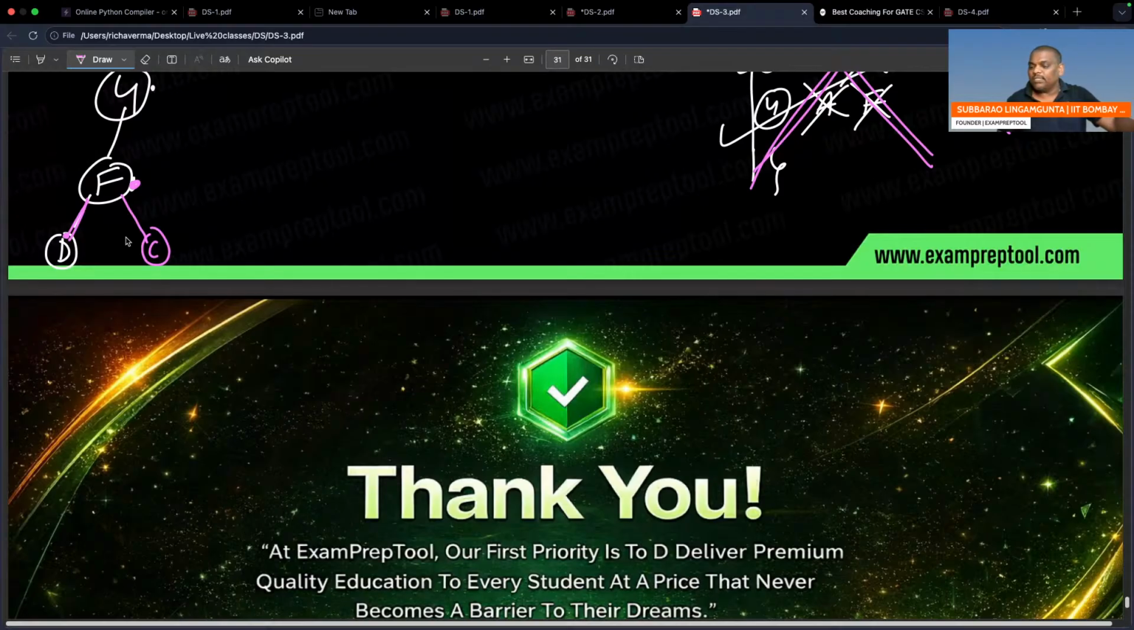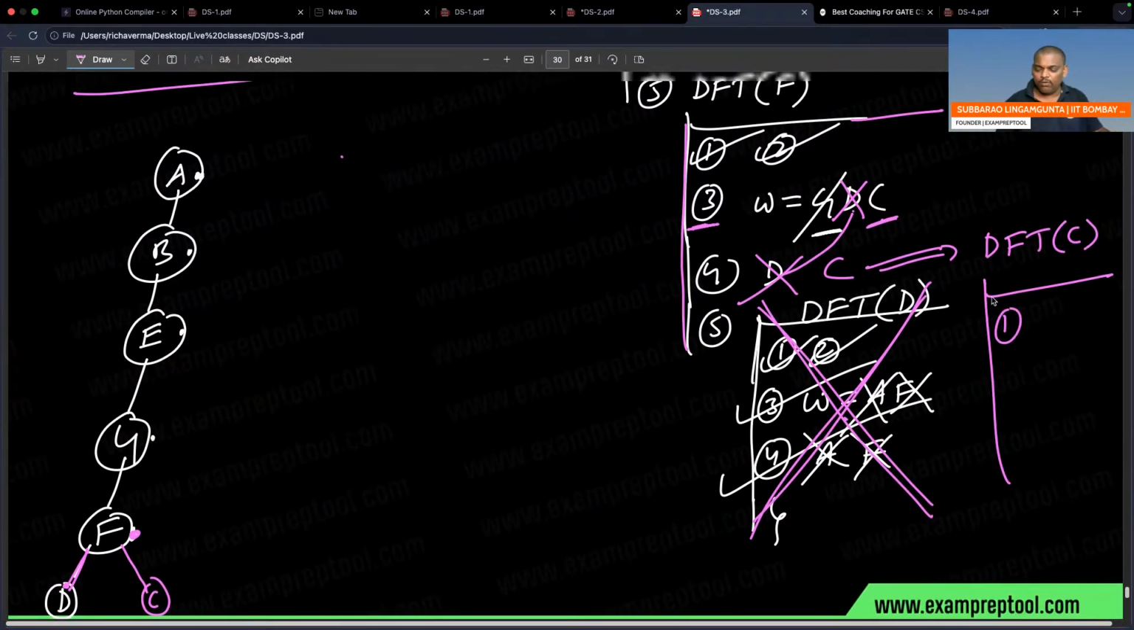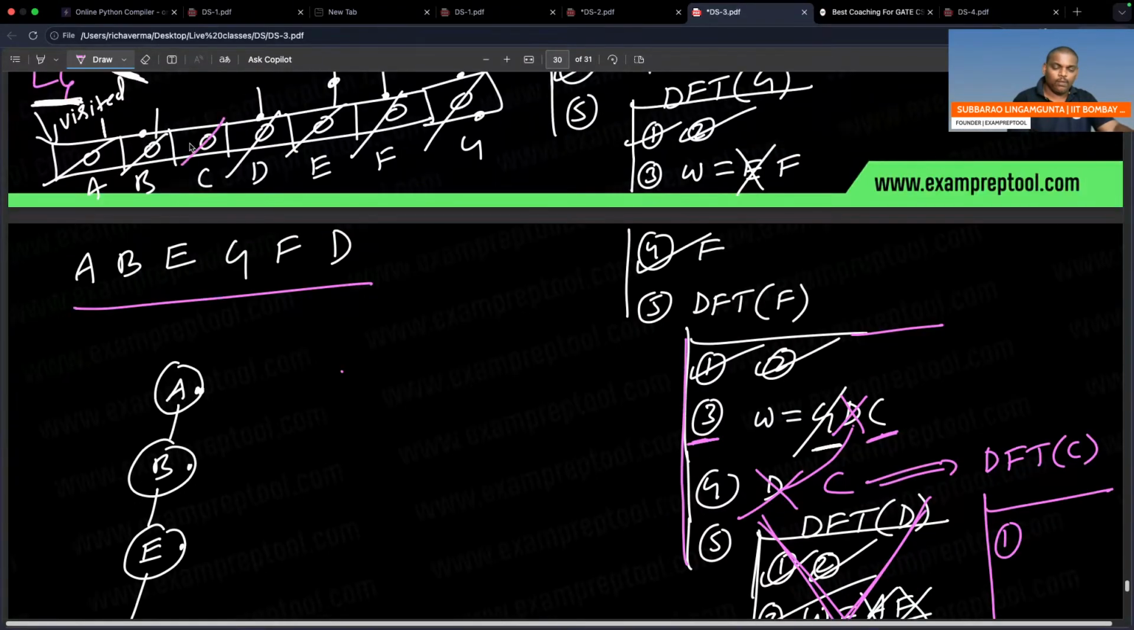So now you are at C now. Can you go to C? First line. What is the first line? Visited of C is equal to 1. Okay. Print C. That is also okay.